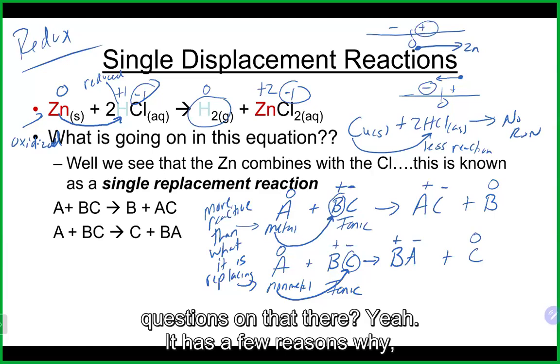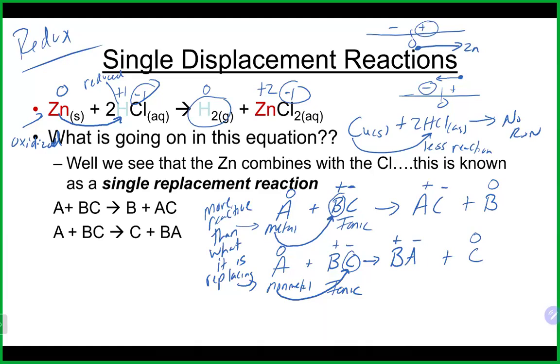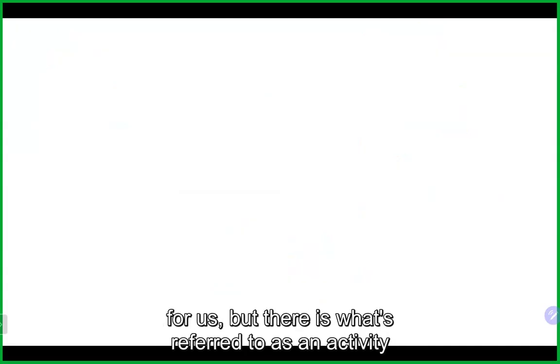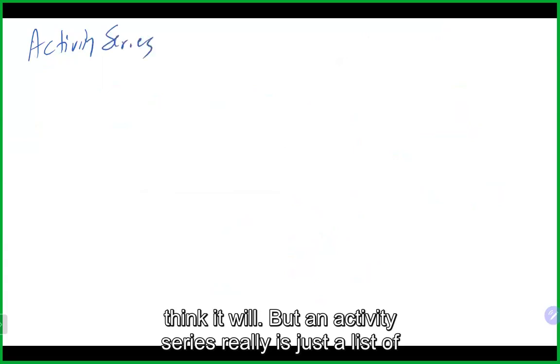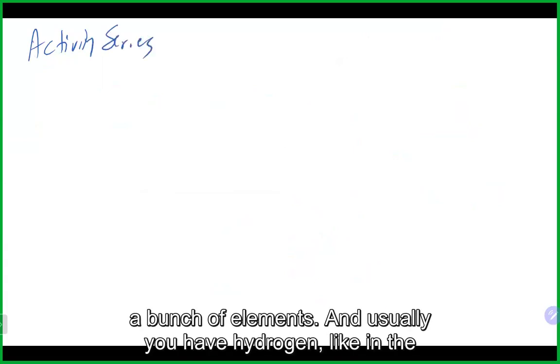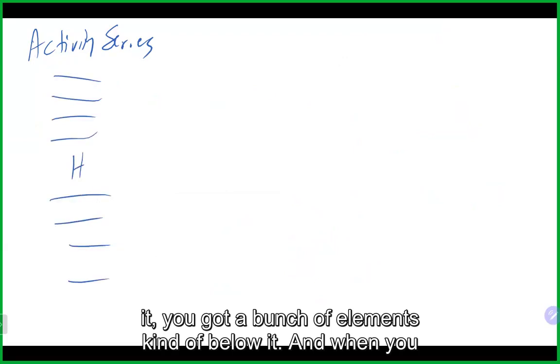It has a few reasons why, but yeah, some of those periodic trends that we talked about. There's actually what is referred to, and it's not so important for us, but there is what's referred to as an activity series, just in case it pops up somewhere, but I don't think it will. But an activity series really is just a list of a bunch of elements, and usually you have hydrogen in the middle or something, and then you got a bunch of elements above it, you got a bunch of elements kind of below it.